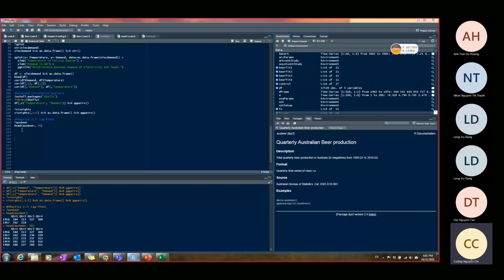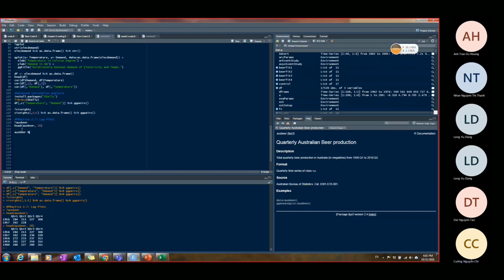Okay, so for the AUS beer, you know about that one, right? I want now to generate the last plot. Okay, and with that, I'm going to choose the AUS beer.